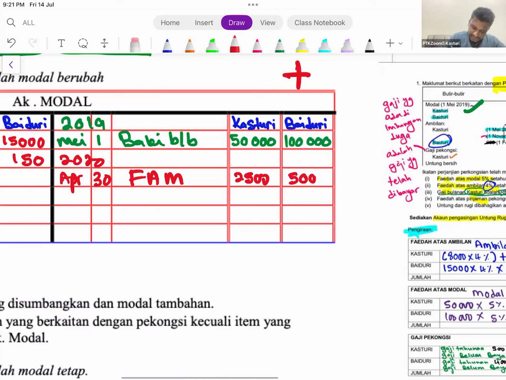And 5,000. Okay, now the next one is very important, it is gaji perkongsi. But this gaji perkongsi must be belum bayar only that we put here. Gaji perkongsi belum bayar. You remember, not just now, right?